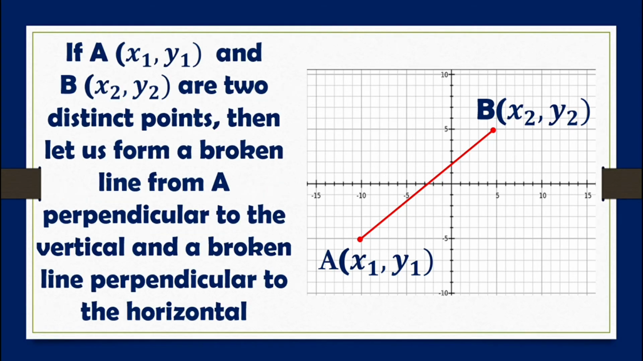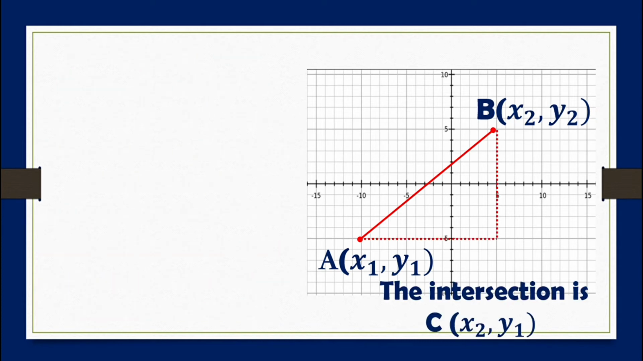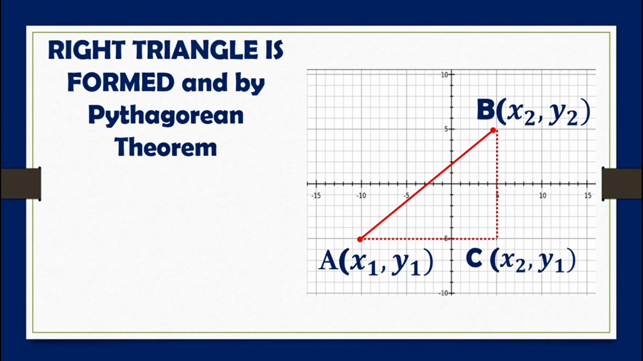Here, if A and B are two distinct points, then let us form a broken line from A perpendicular to the vertical and a broken line perpendicular to the horizontal. The intersection is point C with coordinates x sub 2, y sub 1. So here, a right triangle is formed and we can utilize the Pythagorean theorem in solving for the distance of segment AB. The Pythagorean theorem states that in a right triangle, the square of the hypotenuse is equal to the sum of the squares of the legs.